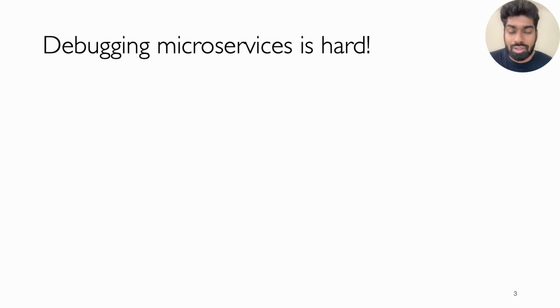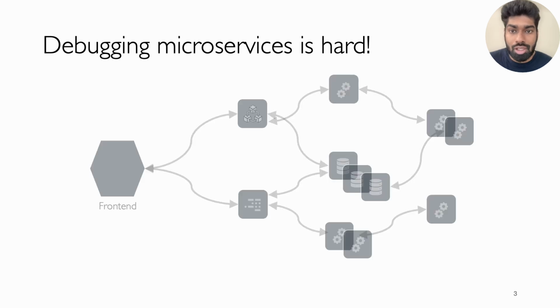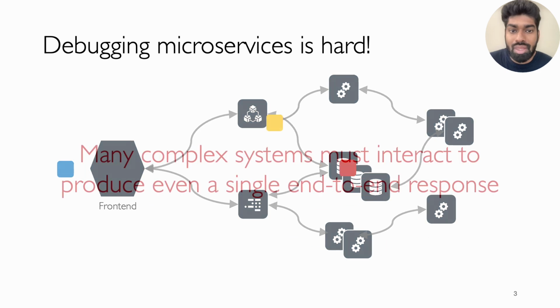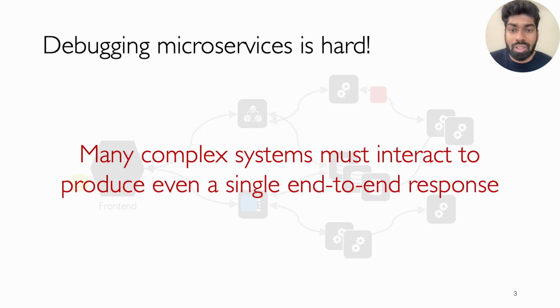can be extremely difficult. Consider a microservice system as shown here, which receives a few requests it needs to service. Typically, these requests move from one service to the next, following a very convoluted path, creating a big observability challenge. Fundamentally, this is because many complex services must interact with each other to produce even a single end-to-end response.